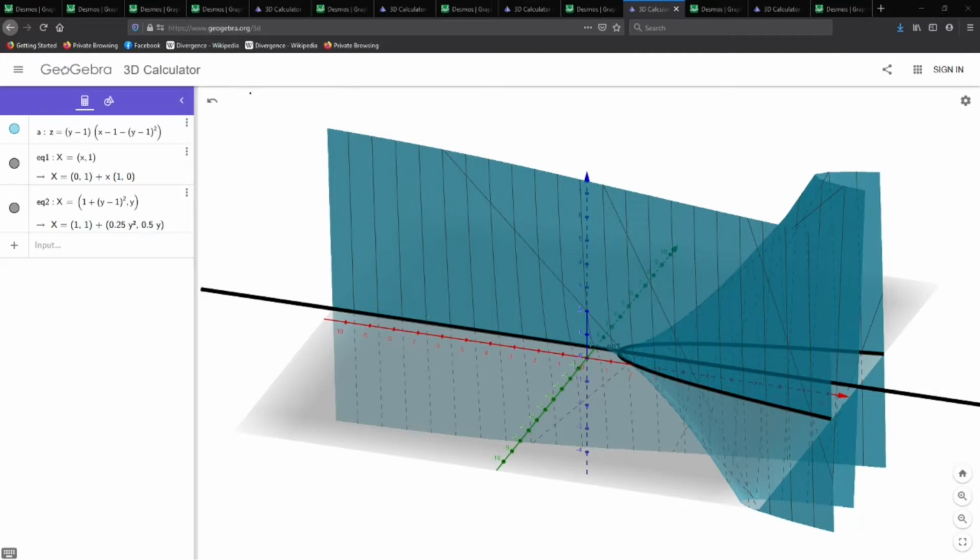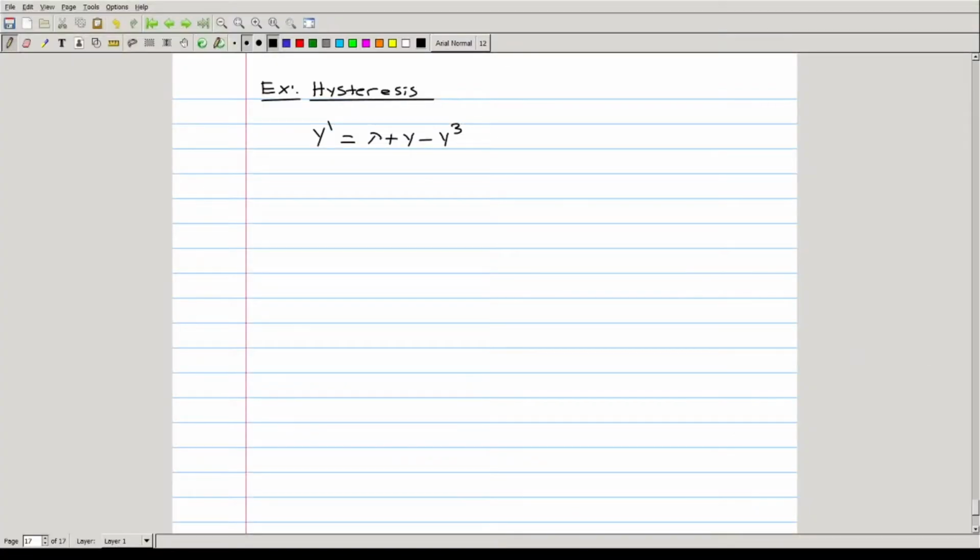And to show what hysteresis means, we'll look at the example y prime is equal to lambda plus y minus y cubed. Oh, and let me turn on the notes right here. So hysteresis is a very common phenomenon that we see in many, many different applications, but it's quite a complicated phenomenon. We'll use this example to illustrate exactly what we mean by hysteresis.